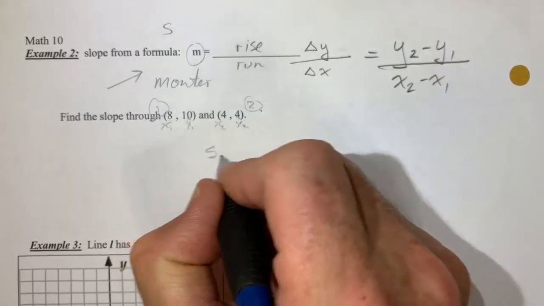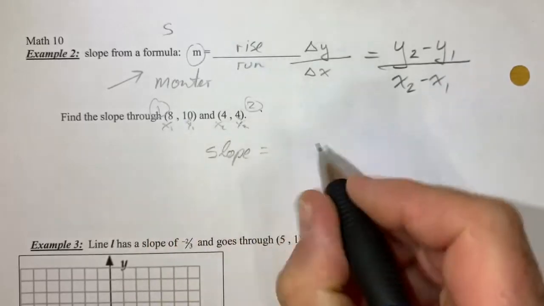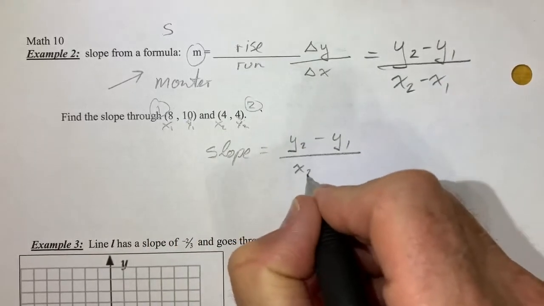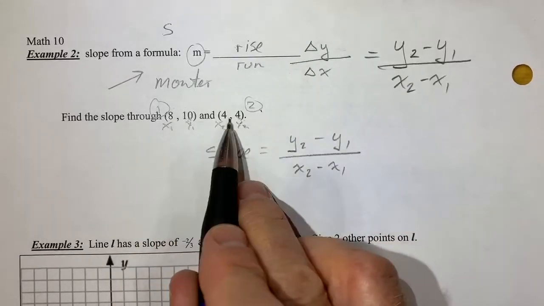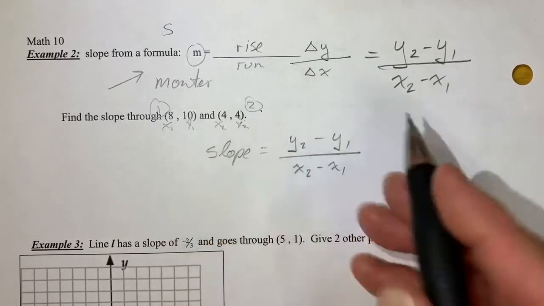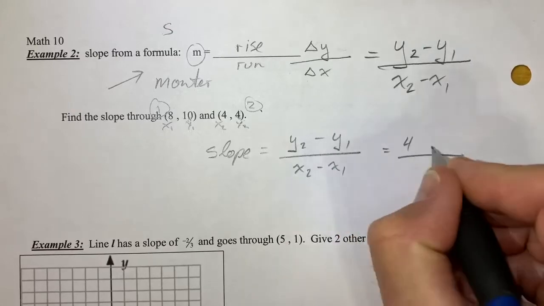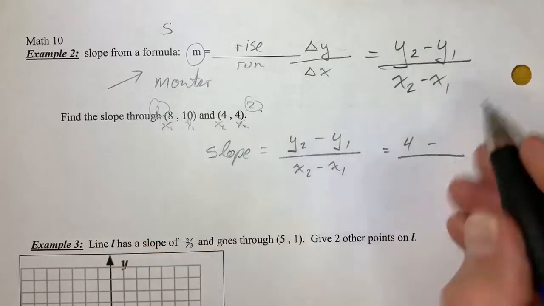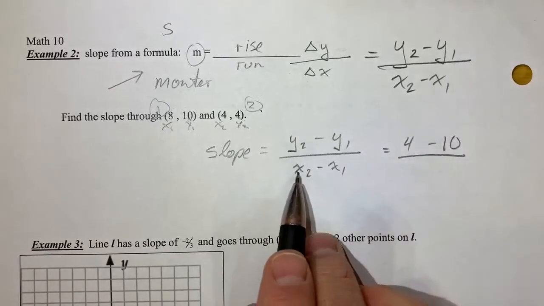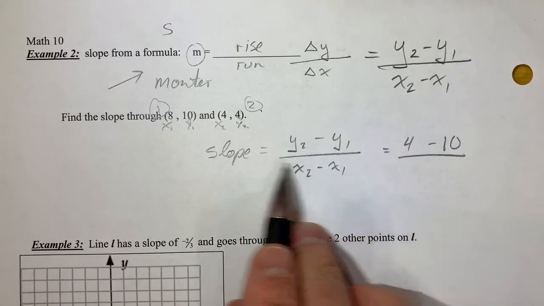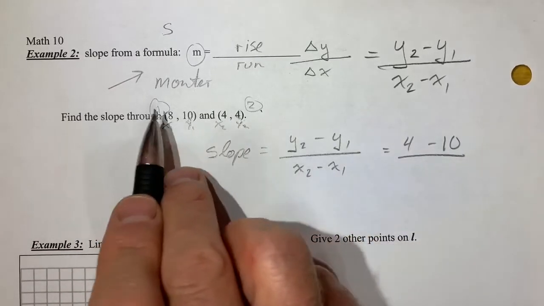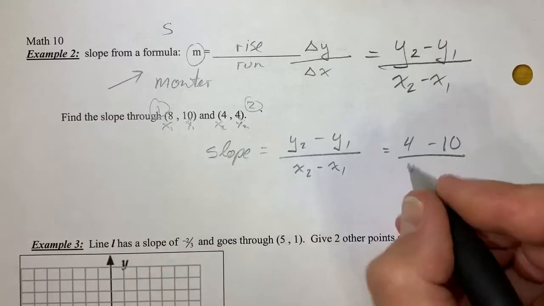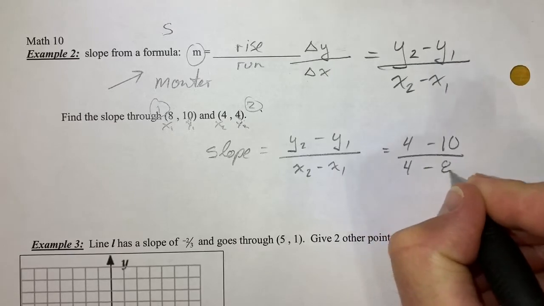What's the slope? So the slope is going to be y2 minus y1 all over x2 minus x1. Now, y2 is the second y value, in other words, it's 4. What's y1? In other words, the first y value. It's 10. Okay, and then the difference in the x's, x2 minus x1. So if I started with this one, I have to start with this one for the x's too. So it's going to be 4 minus 8.